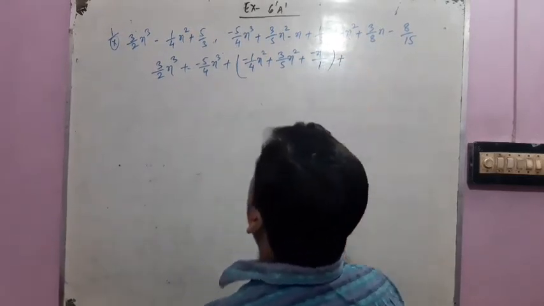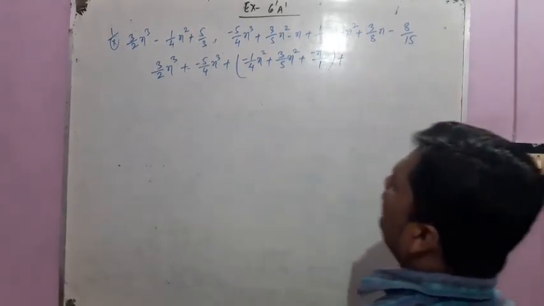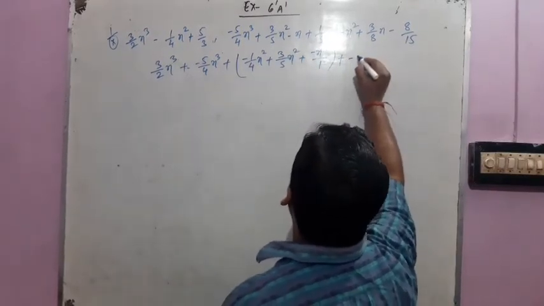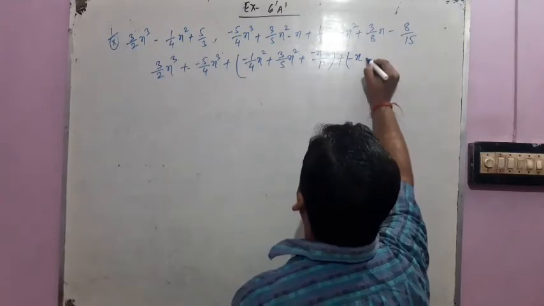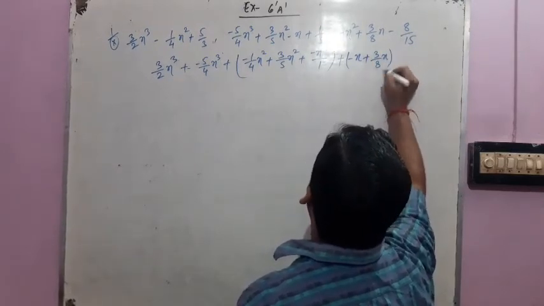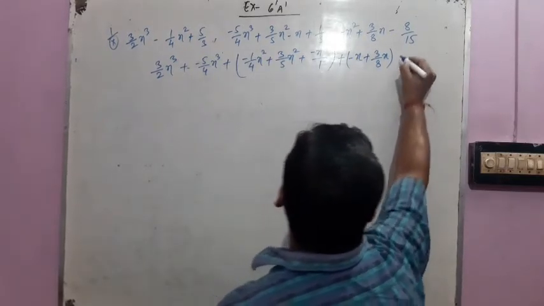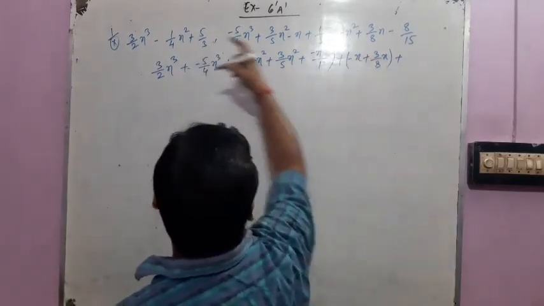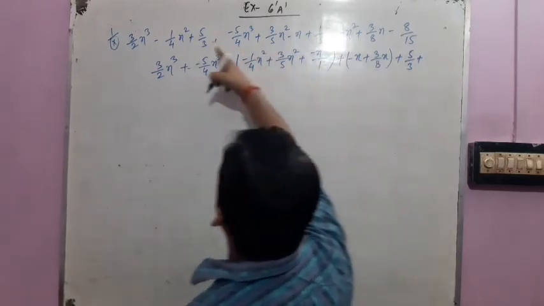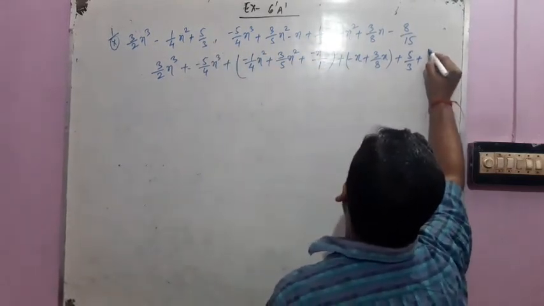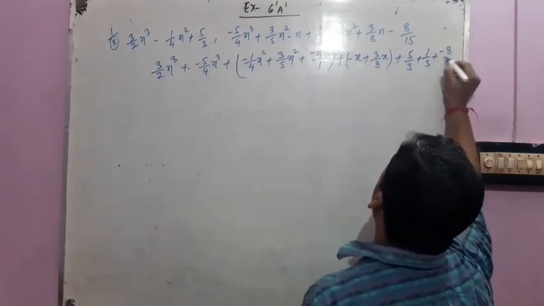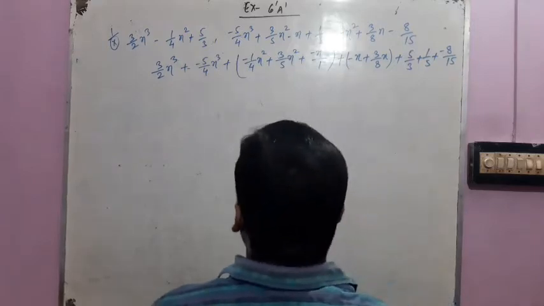Now the next term we have to write is related to x only. So here it is only minus x plus 3 by 8x. And then we have to write the constant terms: the first is 5 by 3, plus the next constant term is plus 1 by 5, and the last constant term is minus 8 by 15. Now we have to solve it.